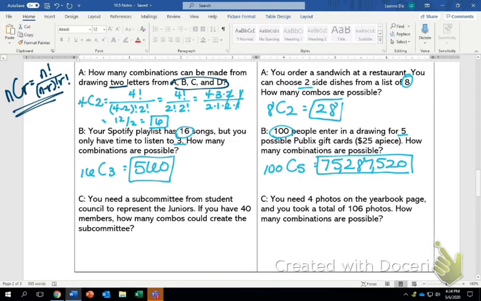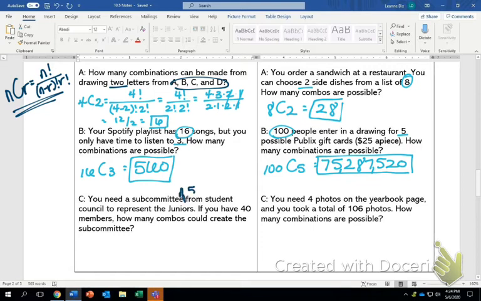Okay, so the subcommittee doesn't have any ranks. It doesn't have a president, a vice president, a treasurer. It doesn't have anything like that. You're just part of a group. No rank, you're all equal. And so because there's no ranking, this is going to be a combination.